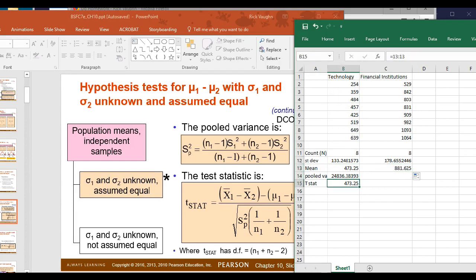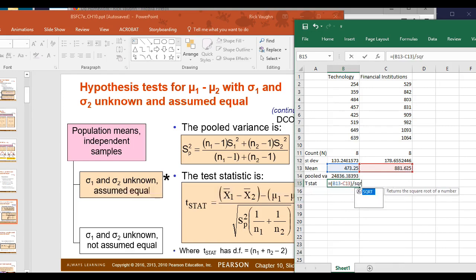Okay, so now we're going to do equals the sample mean 1. I'll put this in parentheses for the numerator. Sample mean 1 minus sample mean 2. That's the numerator. Once again, this mu1 minus mu2 is 0, where the null hypothesis is these two means are equal to each other. So mu1 minus mu2 would equal 0 if they're equal to each other.